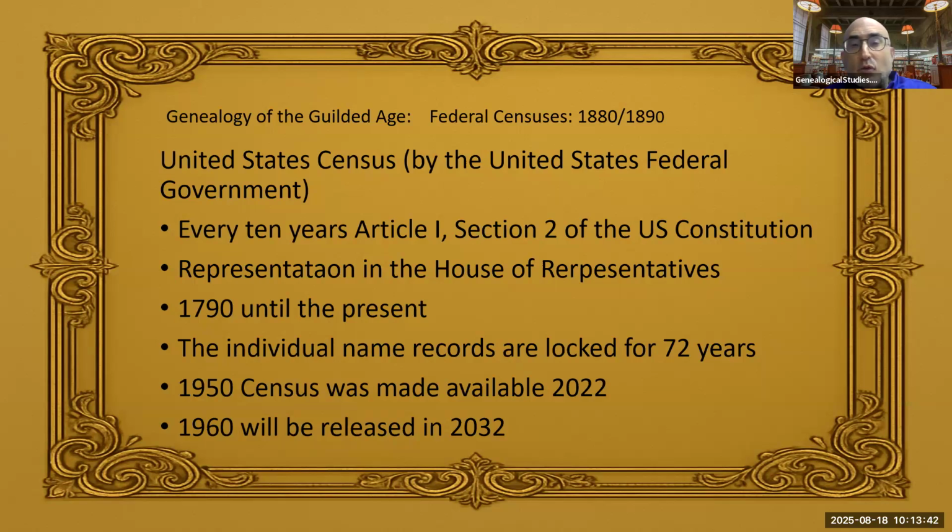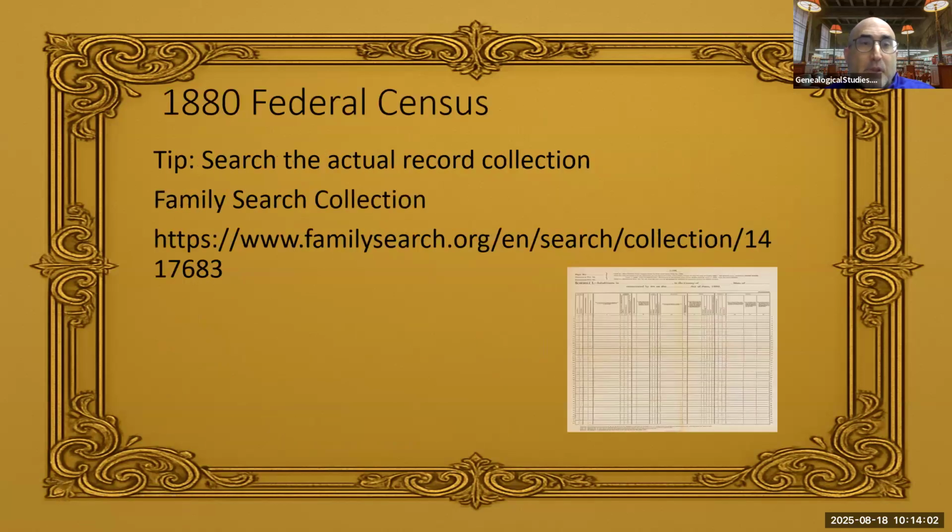Now, the individual name records are locked for 72 years. So, for example, the most recent census, the 1950 census, is the one that was most recently made available in 2022. And the 1960 census, the next one, will be released in the year 2032. So we still have a little bit more time.